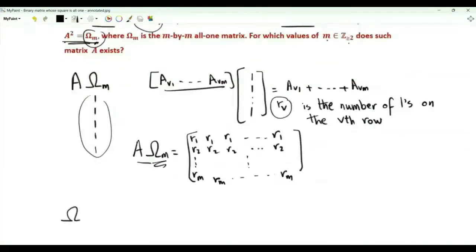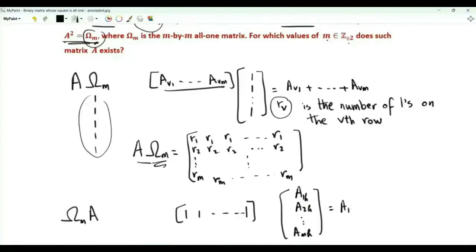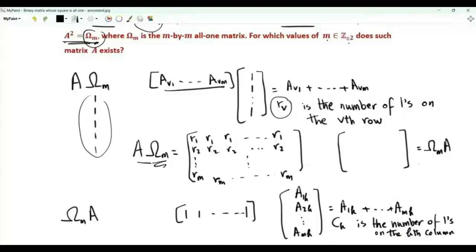Another product worthy of investigation is omega m A. Consider an all-1 row vector. It is multiplied by the kth column in matrix A, A1k, A2k, all the way to Amk. This product will be the sum of the elements on the kth column. Let's denote this by Ck. Because the matrix is binary, its elements are either 0 or 1, then Ck is also the number of ones on the kth column. The first row in the product omega m A is C1, C2, all the way to Cm. All rows are identical to the first row.